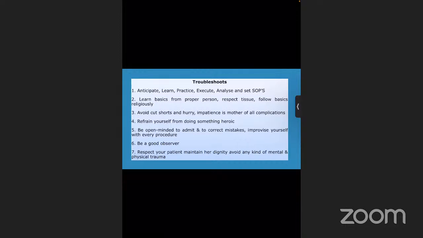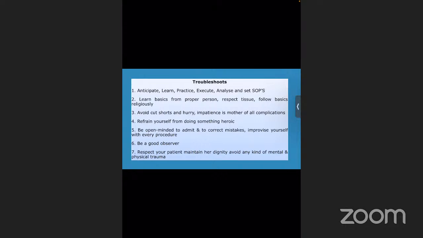Speaking about troubleshoot: anticipate complications, learn from our mistakes, practice, execute, analyze, and set SOPs. All these things are very important. Anticipation is very important. Learning from our own mistakes and others' mistakes is again very important. Practice good things, practice what you have learned, execute when it is needed. If you face any problems, you execute it and solve that complication, solve that trouble. Analysis. Be a critic of yourself.